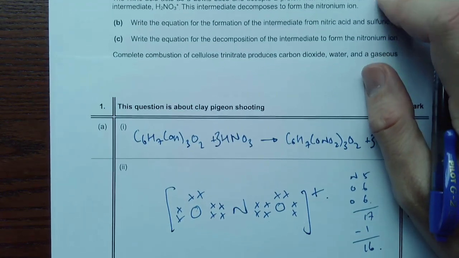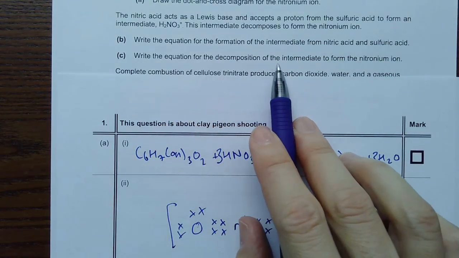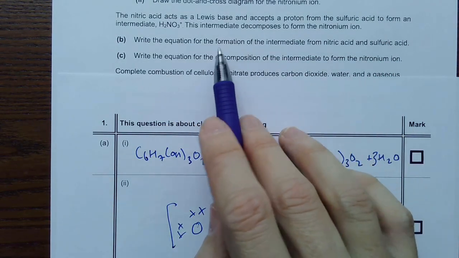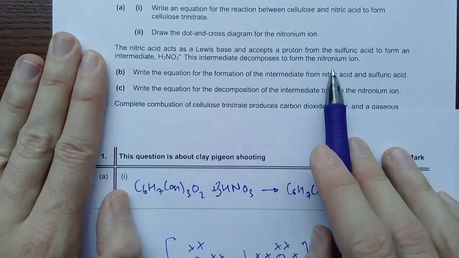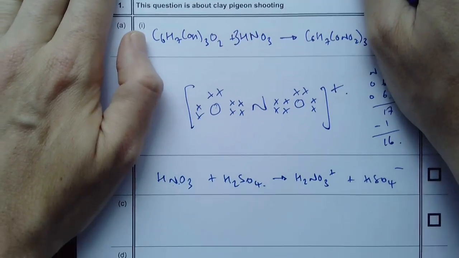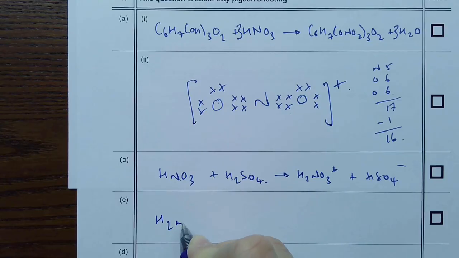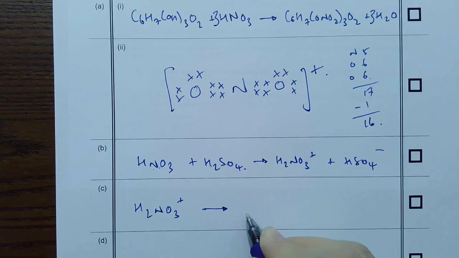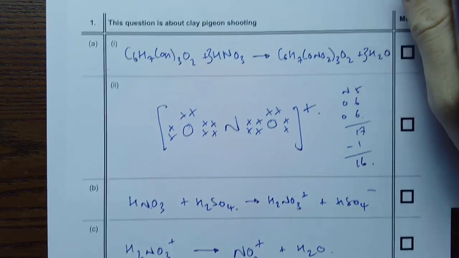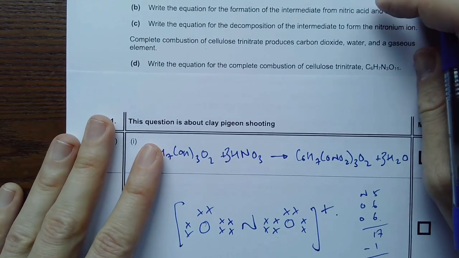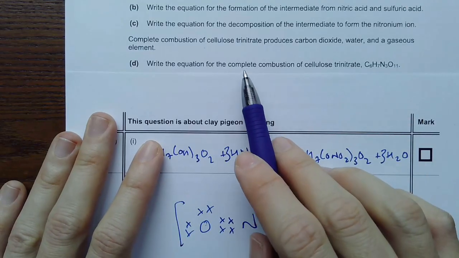Okay, so the next part then says, write the equation for the decomposition of the intermediate to form the nitronium ion. So this intermediate here, the H2NO3+, decomposes to form the nitronium ion, which we were told up here is NO2+. So our H2NO3+ decomposes, so it's not going to react with anything, and that's going to give me NO2+, and if I subtract NO2+ from here, clearly I am left over with just one molecule of water.